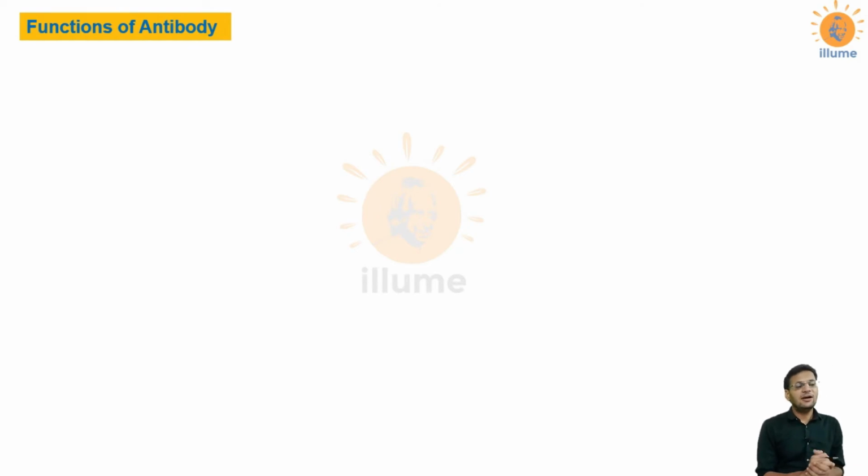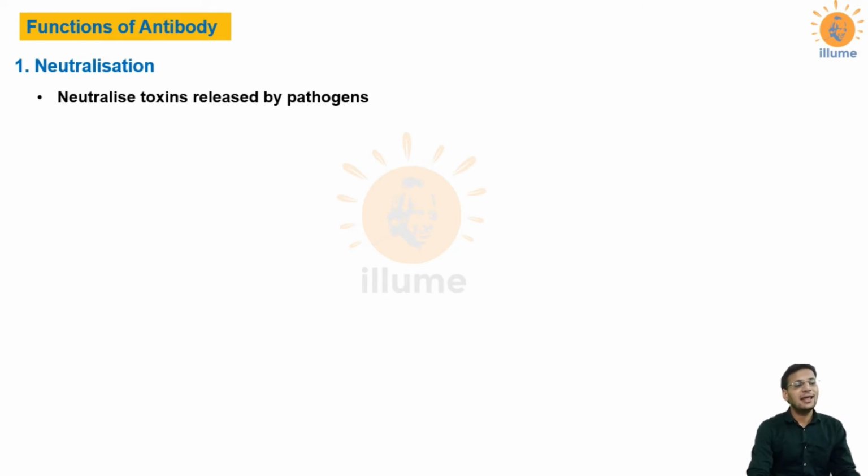Now we will have a discussion on how antibodies work in the body, what are the functions of antibodies. The first thing that we know is the antibodies interact with the antigens, but there are different mechanisms by which these antibodies would interact with the antigen, and the first mechanism is neutralization. As the word suggests, such antibodies directly neutralize the antigens that enter your body. These would neutralize the toxins which are released by the pathogens.